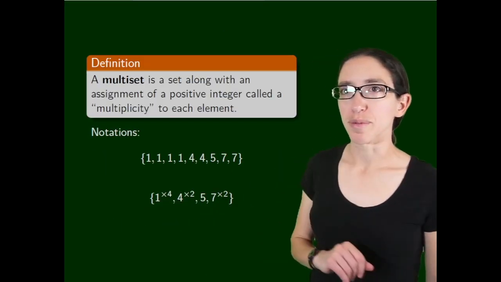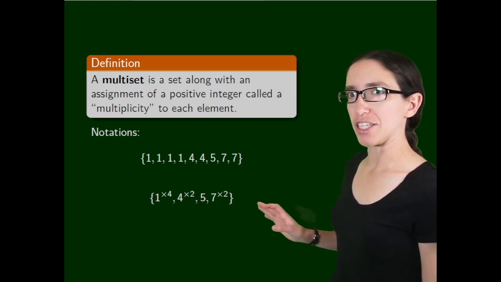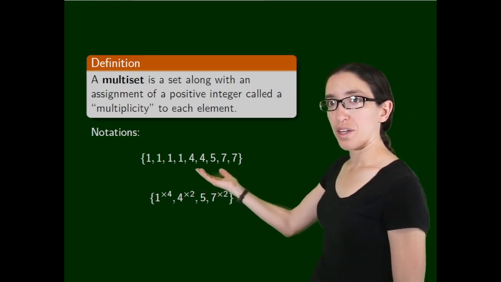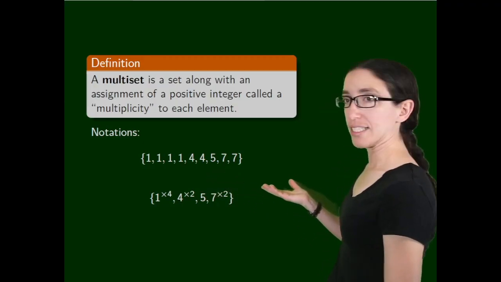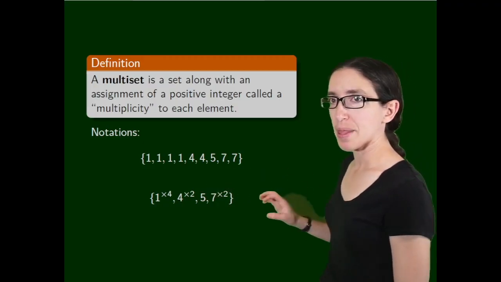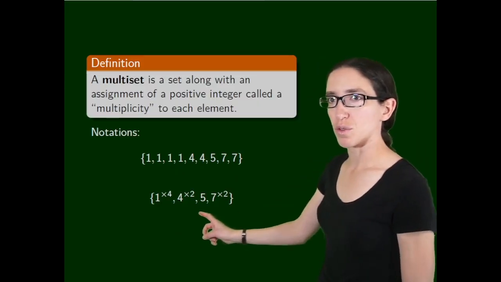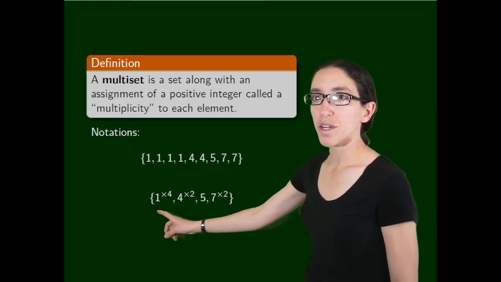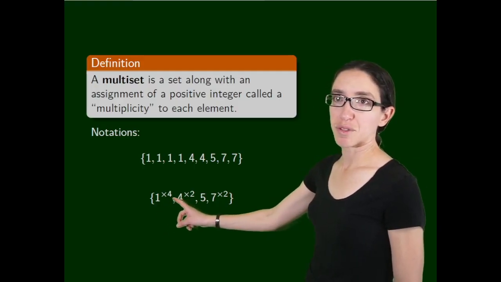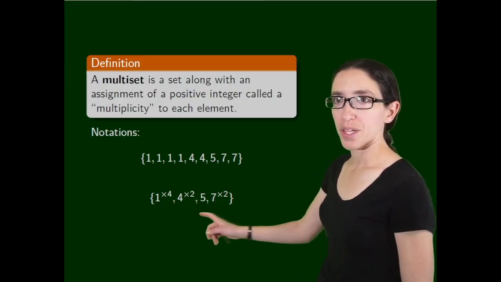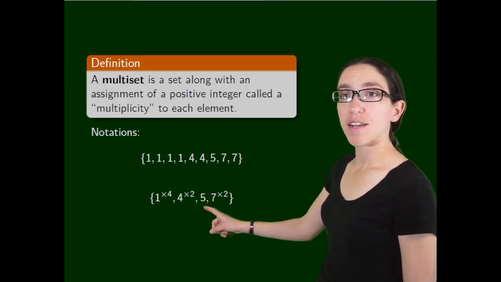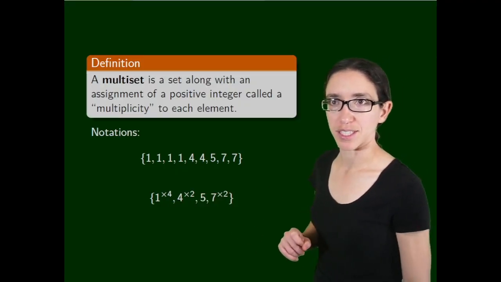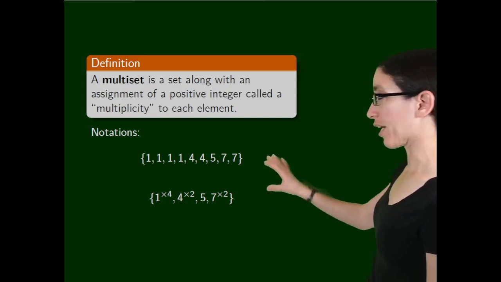So a multiset, formally, is a set along with an assignment of a positive integer called a multiplicity to each element. For instance, this set 1, 1, 1, 1, 4, 4, 5, 7, 7, that's a multiset. That's not an ordinary set because it has repeats. But the way we think of it is a set, 1, 4, 5, and 7, along with a little number called the multiplicity assigned to each element. So 1 appears 4 times, so sometimes we'll write times 4 as a little superscript of the 1. 4 appears with a multiplicity of 2, 5 with 1, which sometimes we drop, and 7 occurs 2 times, so it's 7 to the times 2.